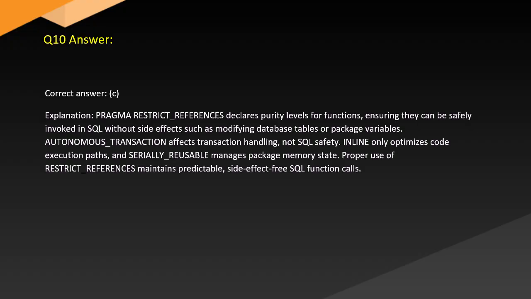Answer. Correct answer: C. Explanation. Pragma RESTRICT_REFERENCES declares purity levels for functions, ensuring they can be safely invoked in SQL without side effects such as modifying database tables or package variables. Autonomous transaction affects transaction handling, not SQL safety. Inline only optimizes code execution paths, and serially reusable manages package memory state. Proper use of RESTRICT_REFERENCES maintains predictable, side-effect-free SQL function calls.